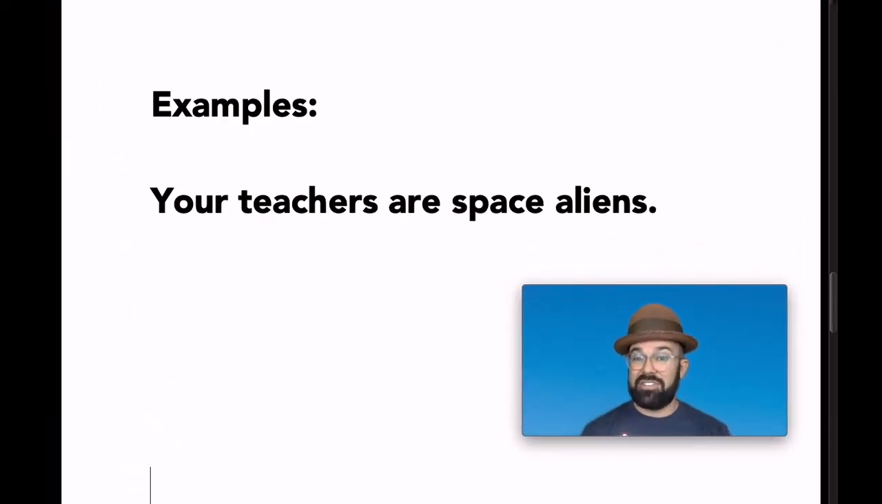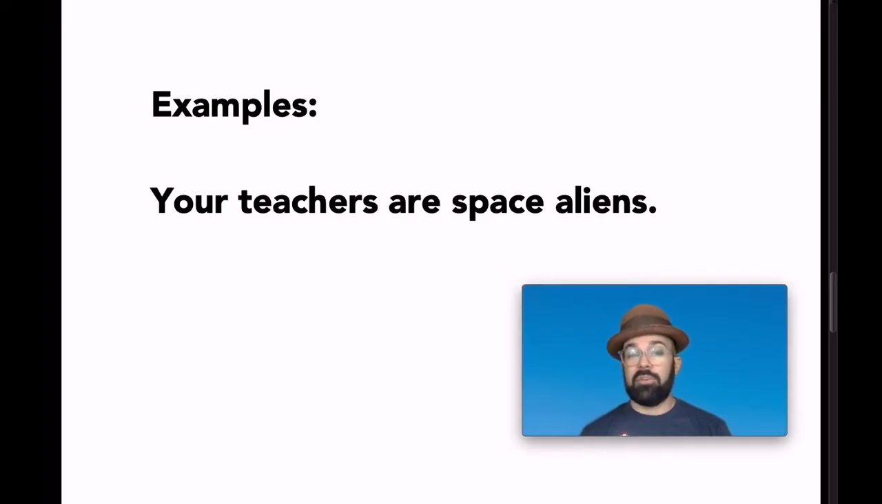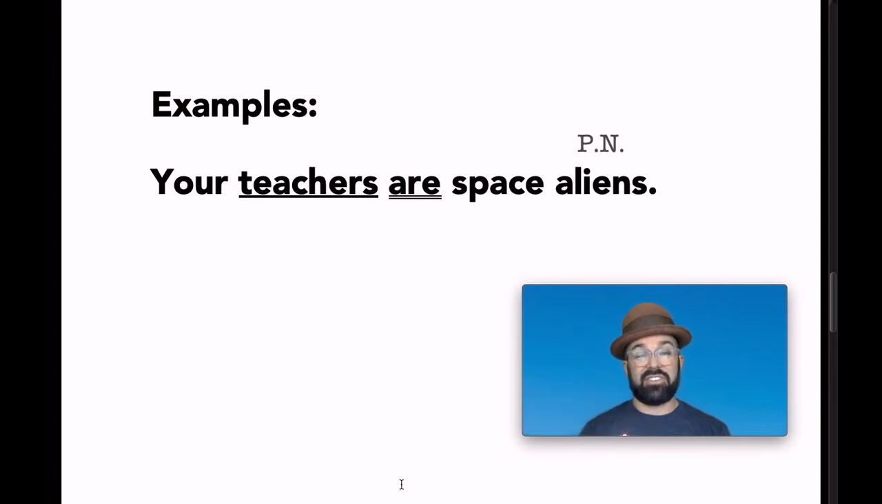Your teachers are space aliens. This is true. But if we were to invert it, space aliens are your teachers, that would mean essentially the same thing, right? It's an equation. Teachers equals aliens, aliens equals teachers. And if I was to mark it up, as you should do now, it would look like this. Teachers is the simple subject, are is the verb, a form of to be, a linking verb, and aliens is the predicate nominative.